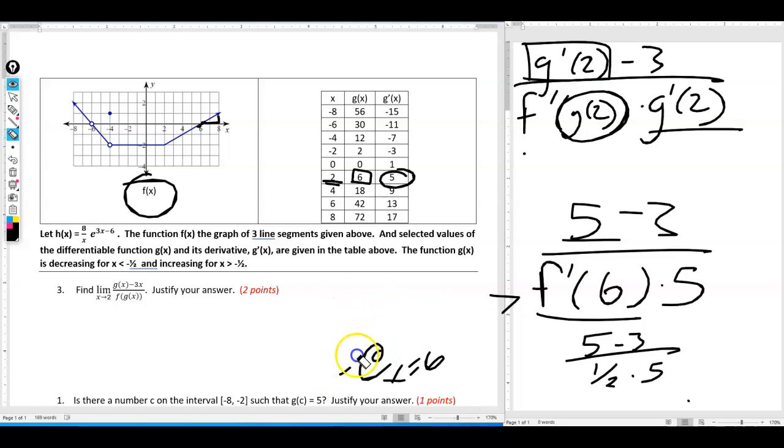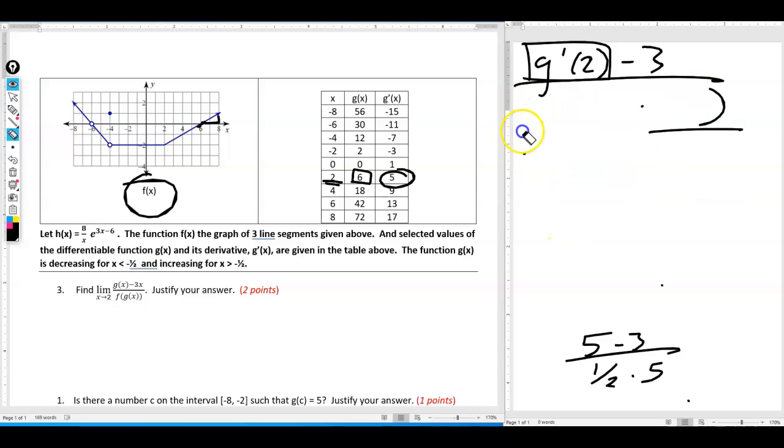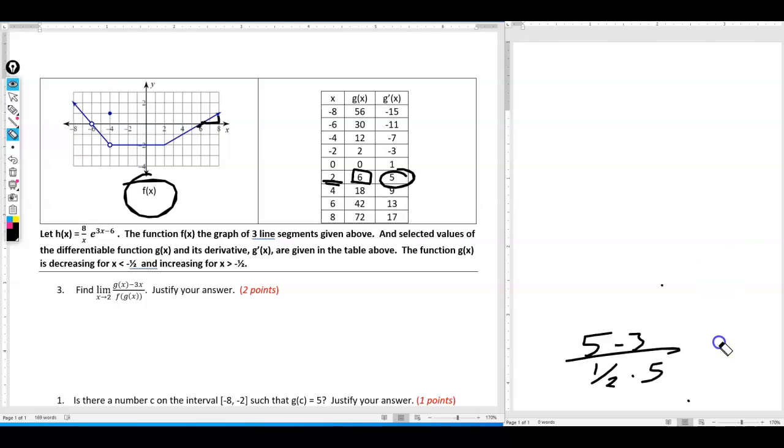Now, at this point, I would say just leave your answer because that's good enough. You don't want to risk getting this wrong because of the fraction there. They will give you full credit for that answer right there. However, I'm going to go ahead and simplify it just for fun. I think it probably comes out a little bit cleaner, but anyway, 5 take away 3 on the top is 2. And on the bottom, 1/2 times 5 is 5 over 2.